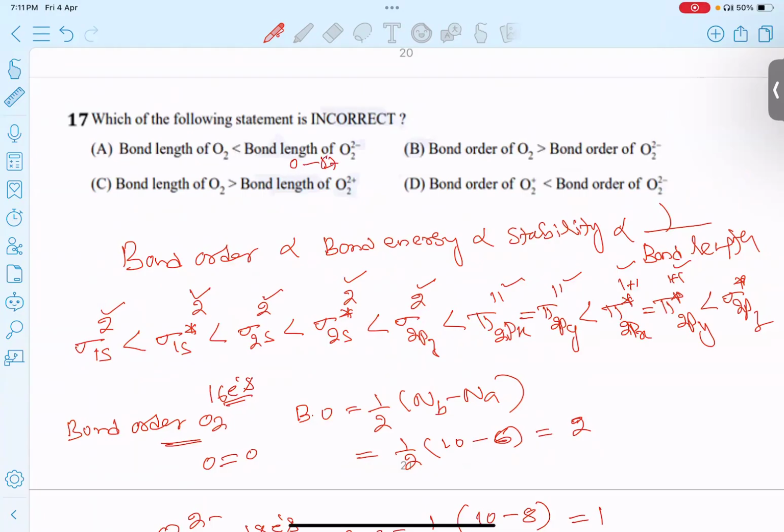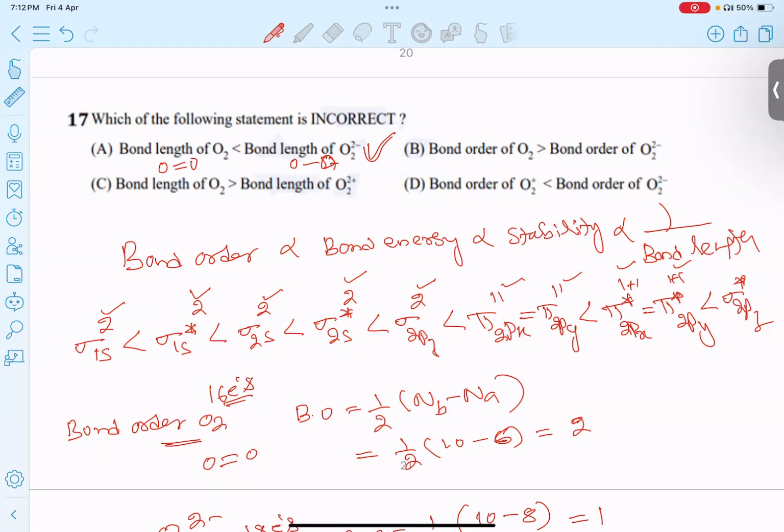Bond order of O2 is 2. Therefore, bond length of O2 is less than bond length of O2 2 minus. So which of the following statements is incorrect? This statement is correct, because bond order of O2 is 2 and bond order of O2 2 minus is 1. So statement A is correct. Bond length of O2 is less than bond length of O2 2 minus.